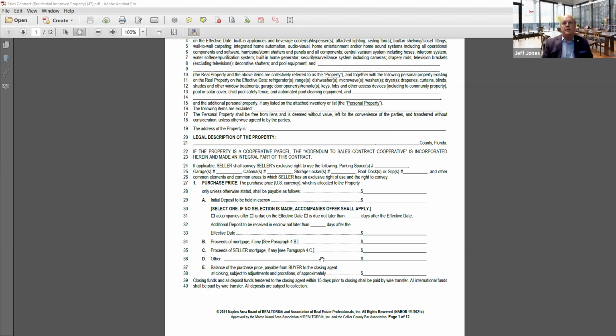We don't have too many seller mortgages. That's a separate animal. And I don't know, other usually might be something that might be included as part of the sale. Usually don't see too much on that. Balance of purchase price, again, is what the buyer's going to bring to the closing table after their deposits and their mortgage, if they have one.